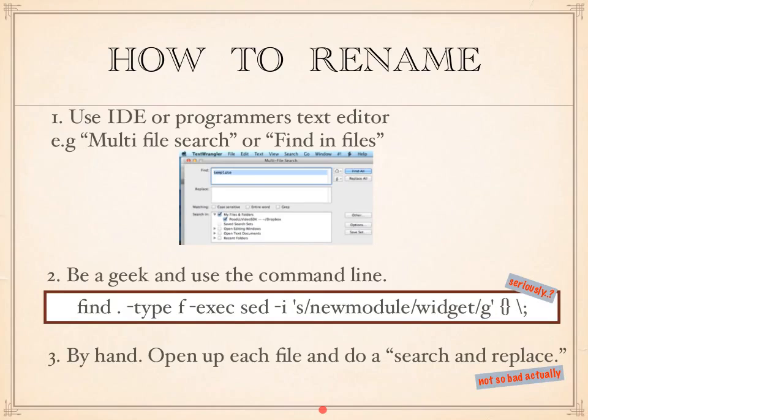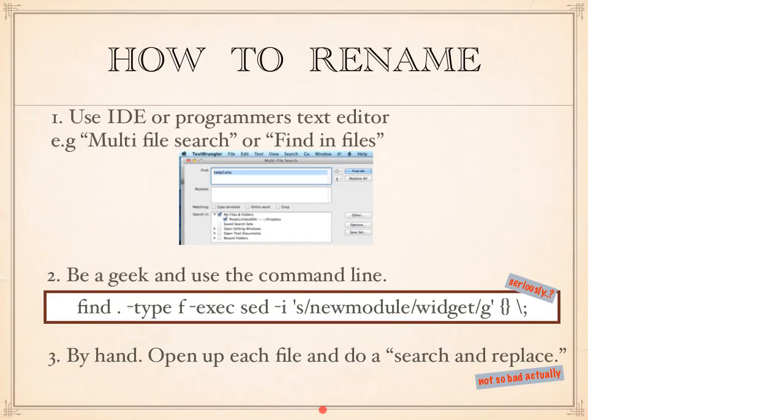So now, how are you going to rename these templates so that all the files are for the correct thing? Well, you can use your IDE or programmer's text editor. That's really the best way, because almost any programmer's text editor, or almost any IDE will have a feature to search in files and replace strings. So in Text Wrangler, I think that's called multi-file search, and in Notepad++, I think it's called find in files, and on NetBeans or Eclipse, you'll certainly have that feature in there also.